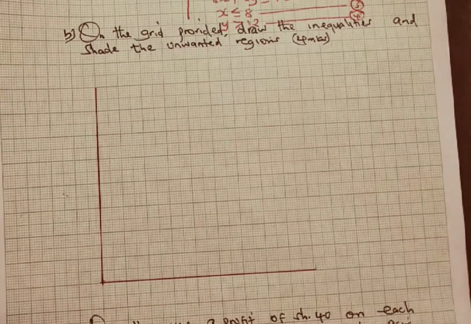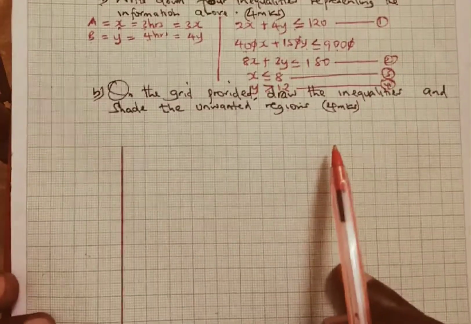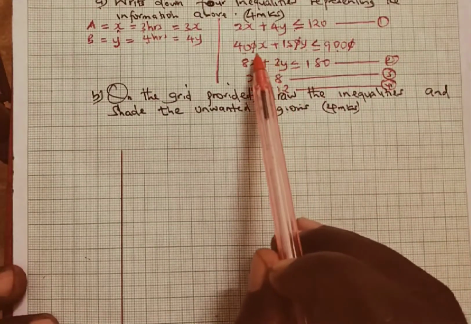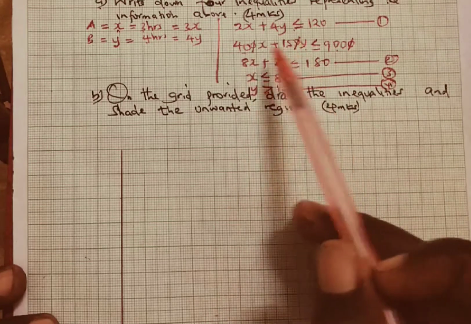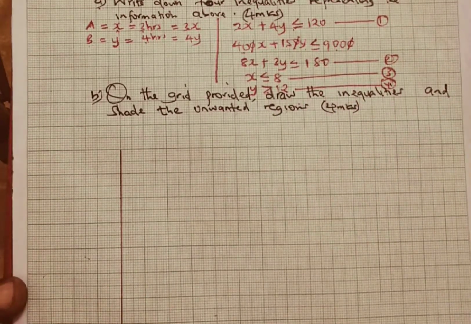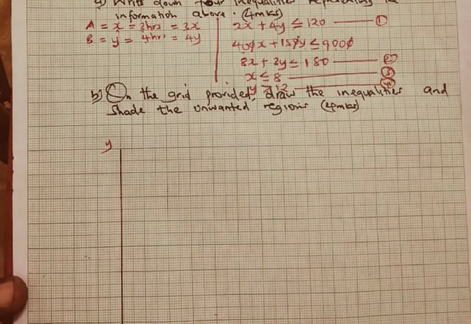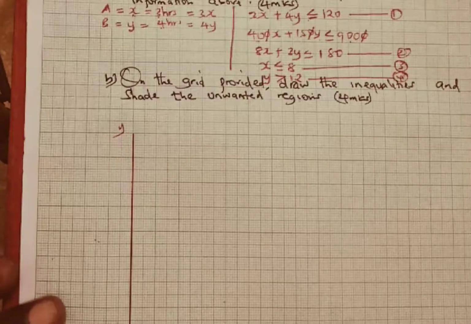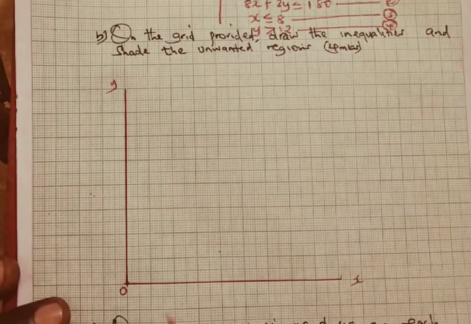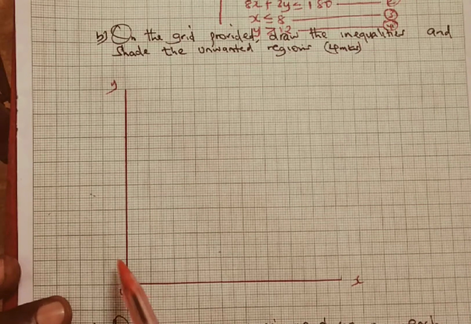Our Cartesian plane looks like this. If you look at the inequalities, the highest value we are likely to have is around 60, 70 there. So we are going to begin with our 0. This is our y-axis, and this one is our x-axis. So we are going to begin from the common point, which is 0.